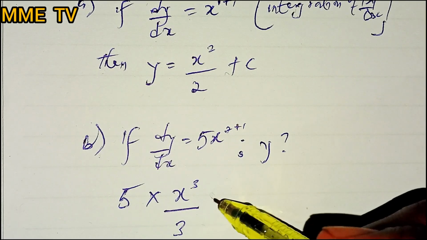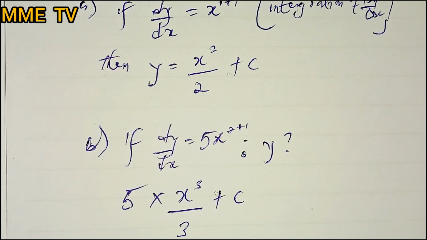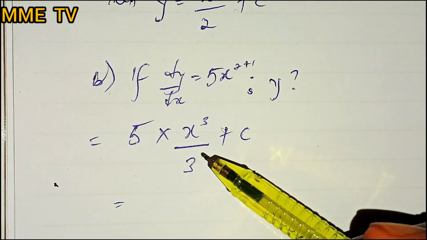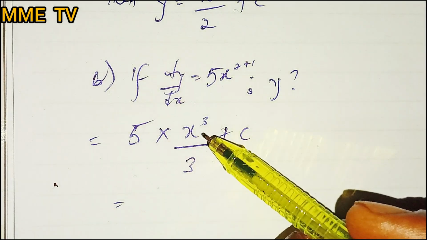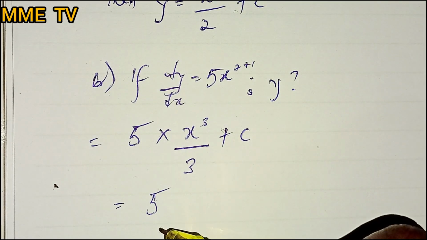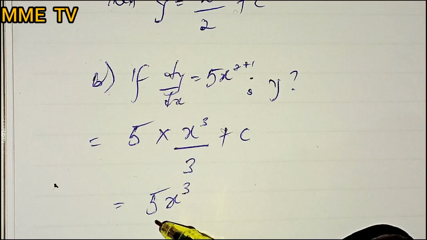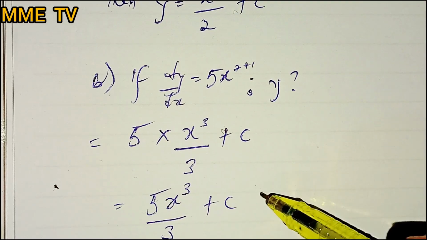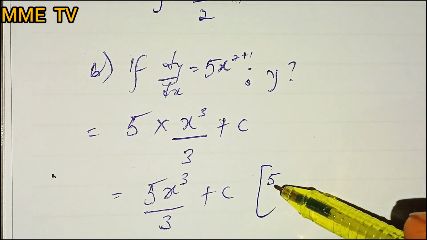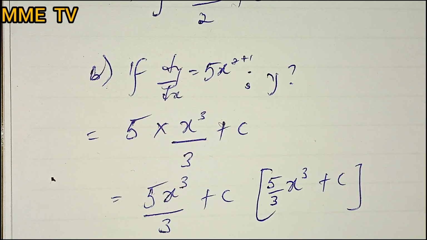plus our constant, okay, which is basically going to be equal to, multiplying through, 5 multiplied by these two, which is going to give us 5x raised to the power of 3 over 3 plus c, which can also be referred to as 5 over 3 x raised to the power of 3 plus our constant c.